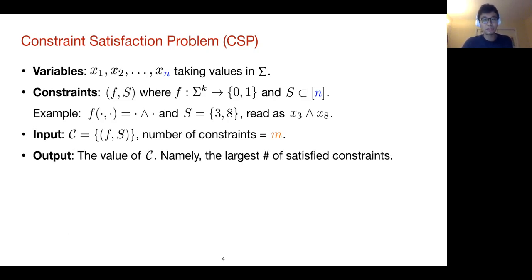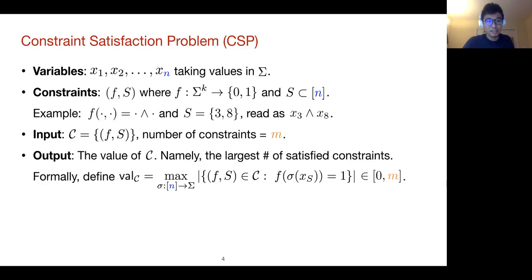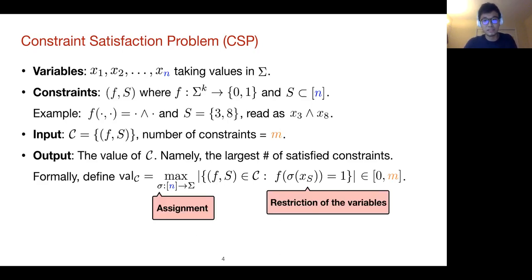The goal of the CSP problem in general is to understand the optimal value of the input instance. This is defined as the largest number of constraints you can simultaneously satisfy. Here sigma is a function representing an assignment from variables to the alphabet set, and the value will be formally defined as this.